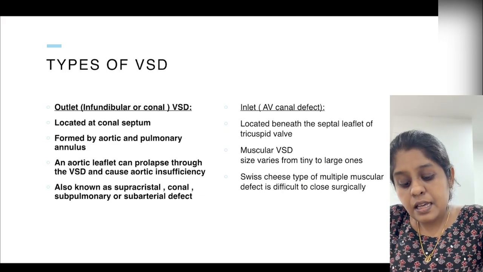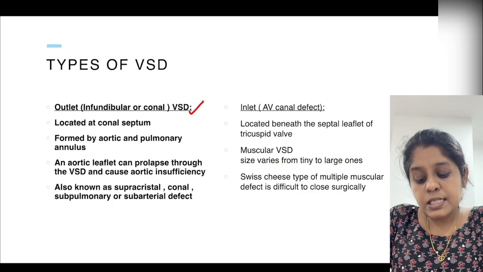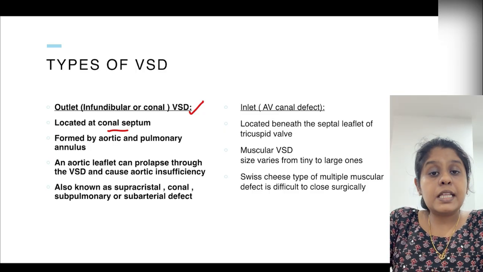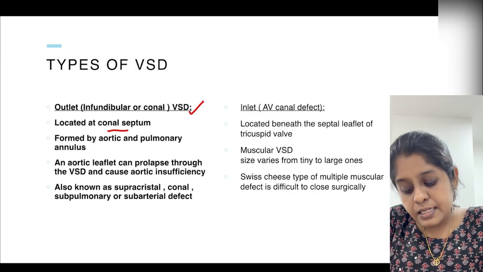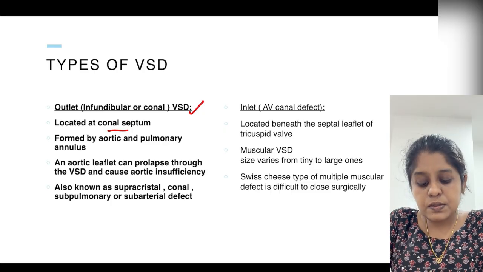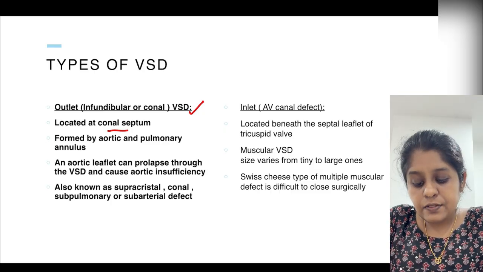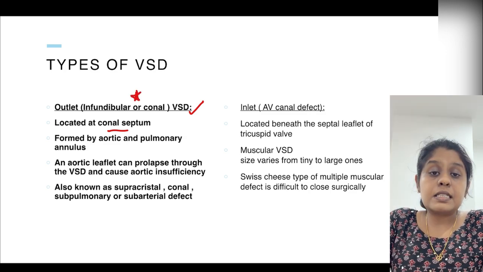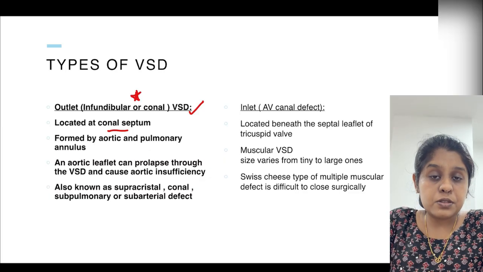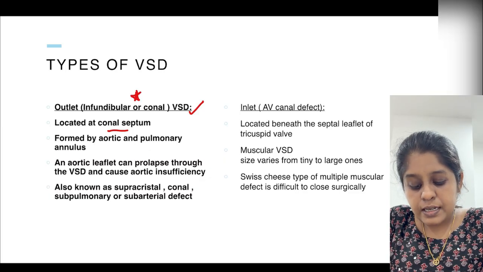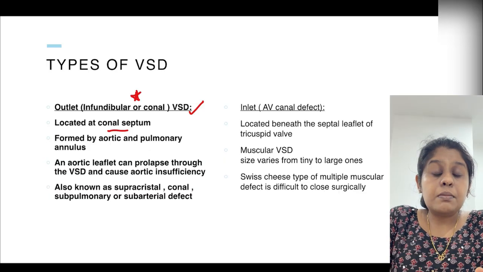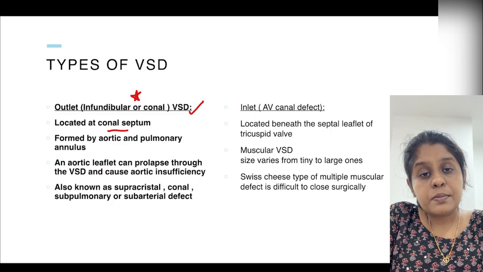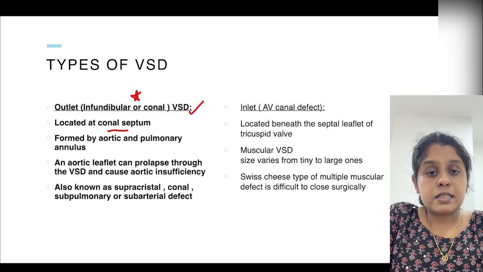So the second type is the outlet VSD, which is also known as infundibular or the coronal VSD. It is located at the coronal septum, which is formed by the aortic and the pulmonary annulus, and the aortic leaflet can prolapse through this VSD and can cause aortic insufficiency. In infundibular VSD, we have to think of aortic insufficiency because the aortic leaflet can easily prolapse through this defect, and it is also known as supracristal, coronal, subpulmonary or subarterial defect. So outlet or infundibular VSD, high chance of aortic valve prolapse.